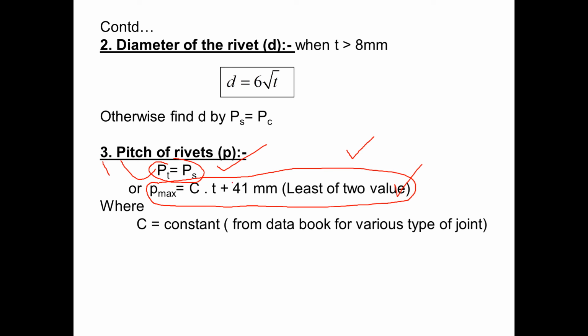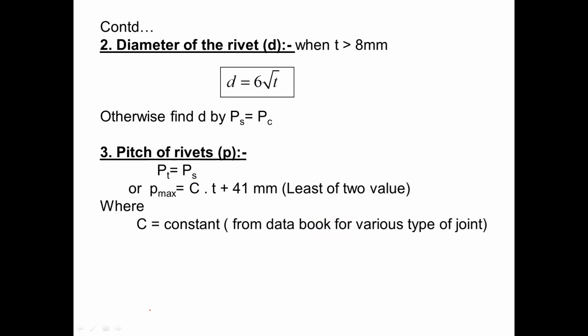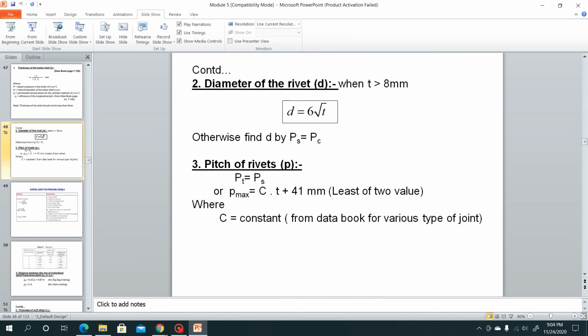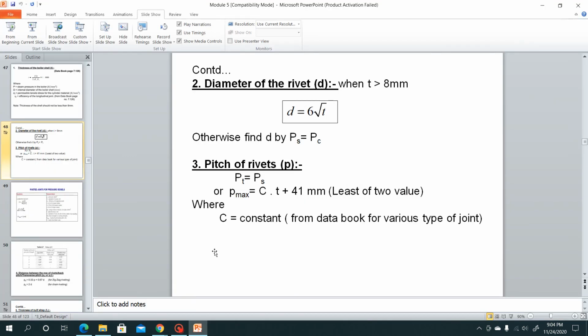And this particular empirical relation is again given in the design data book. See, page number 7.126, it is given. Pmax is C times of T plus 41 mm. Is it clear? Any doubt for anyone?